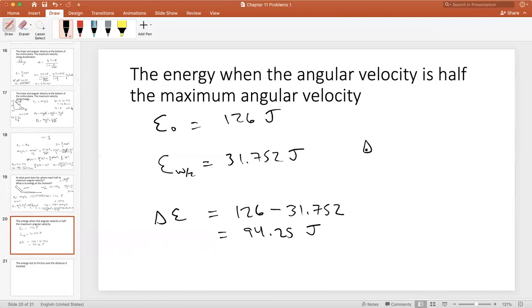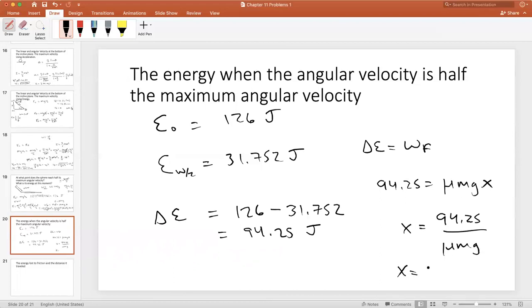So the change in energy is equal to the work done by friction. So this 94.25 is equal to mu mg times x, and solving for x, we get 94.25 divided by mu mg. X is therefore 94.25 divided by, this was 0.8, our mass was 1, this is 9.81. And we get 12 meters, almost dead on. Okay.